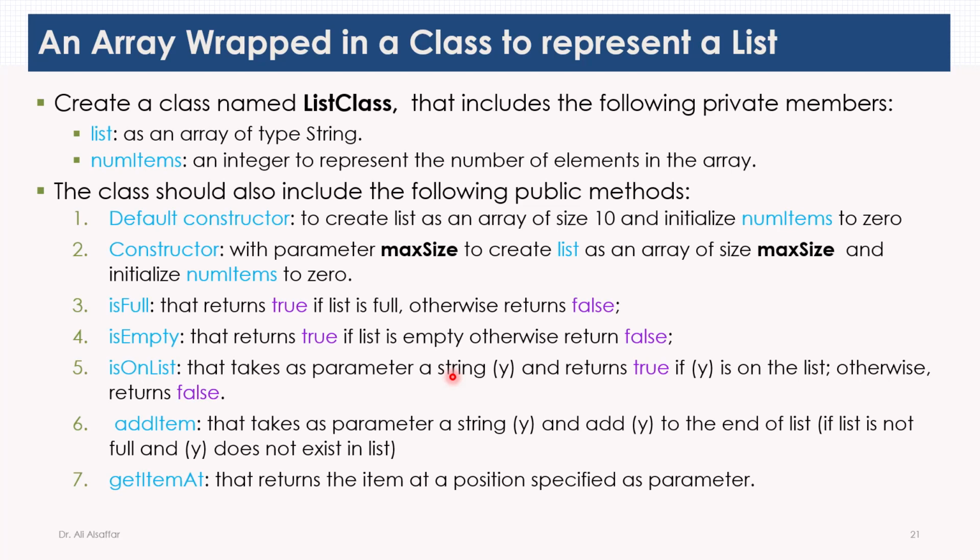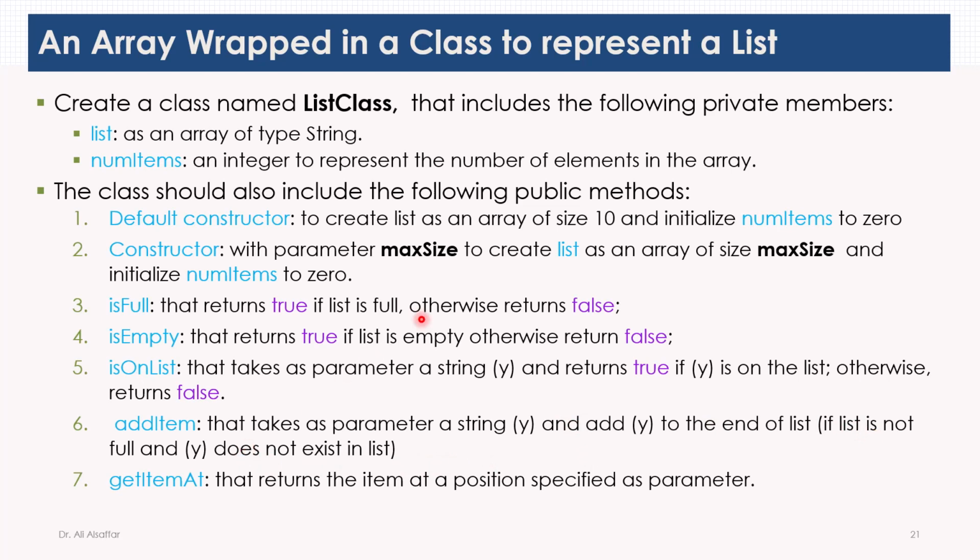Now we come to the method that is responsible for adding items to the list. The method is called addItem, that will take as a parameter a string and will add this string to the end of the list. But before adding the element to the end of the list, it should make sure that it is not full.